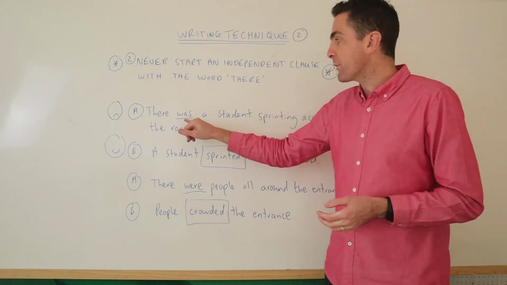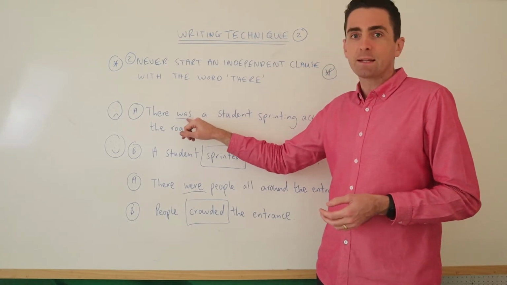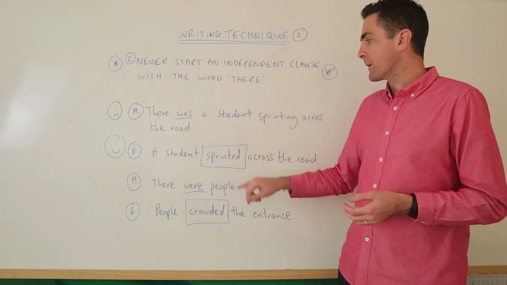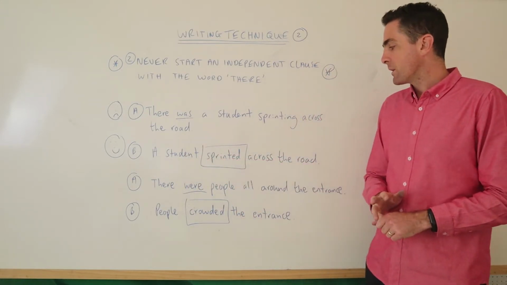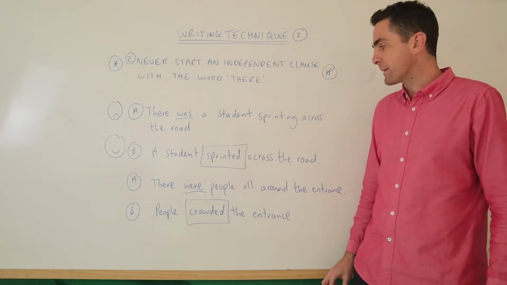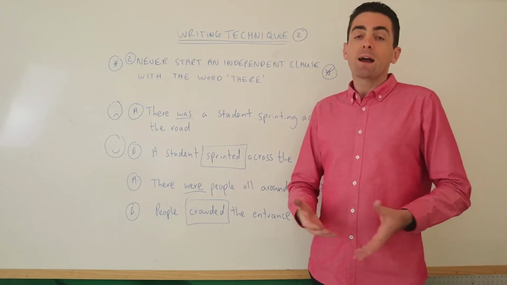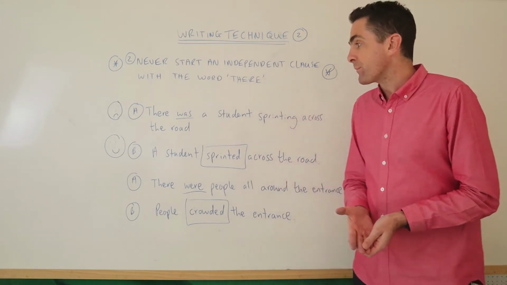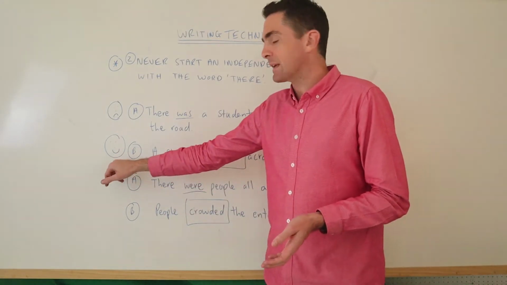So we want to get rid of this verb to be in the past tense here, there was, and we simply make the verb stronger. The student sprinted across the road. Much more direct, and we're using fewer words to convey our meaning. So that obviously gets a smiley face there.